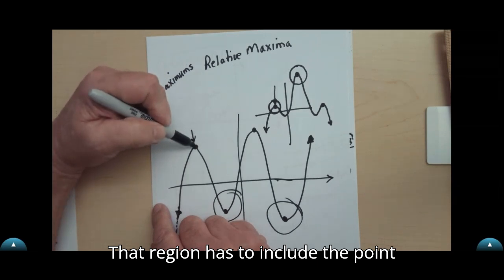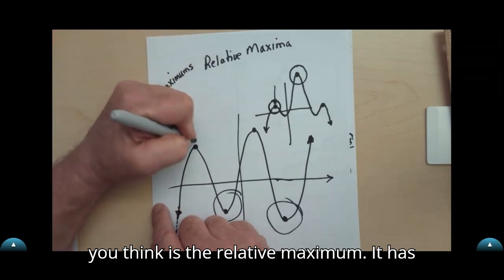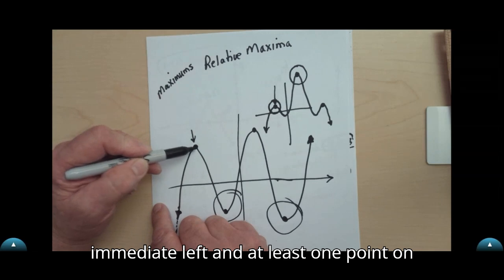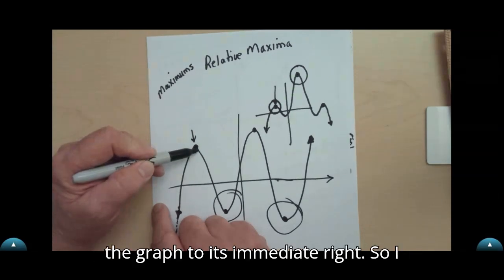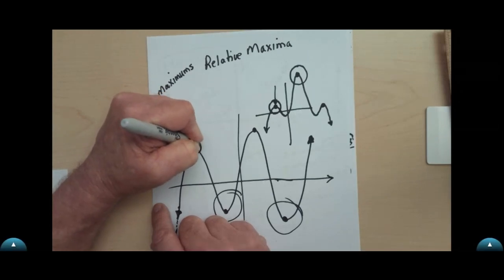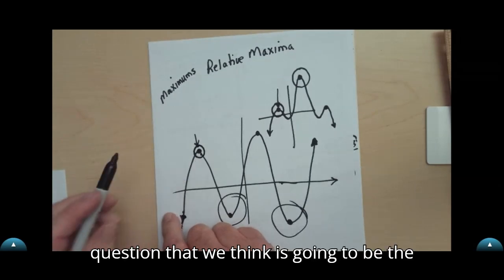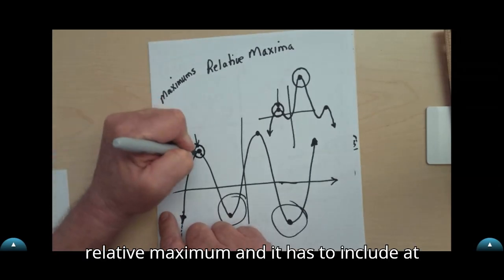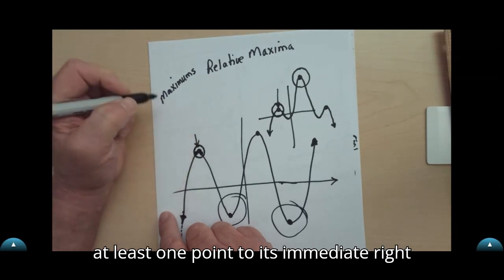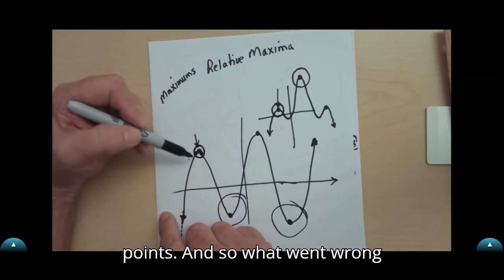That region has to include the point in question, the one that you think is the relative maximum. It has to include at least one point to its immediate left and at least one point on the graph to its immediate right. So I can make that region really small, but it has to include the point in question that we think is going to be the relative maximum, and it has to include at least one point to its immediate left and at least one point to its immediate right, and it has to be the highest of all those points.